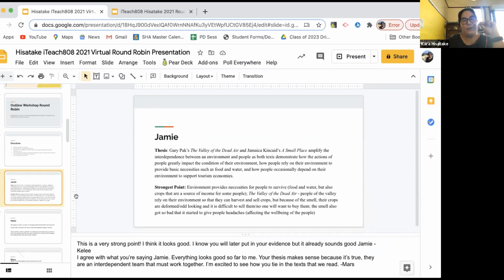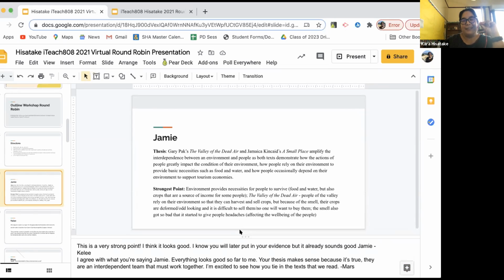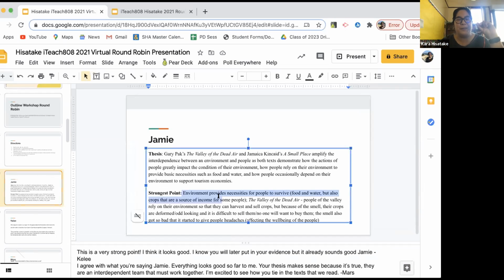I asked them to go to the slide below them and then write their name, and then they're commenting something on their partner's slide. So I can't exactly remember what I did here. I think it was to see how effective the strongest point was in relating to the person's thesis statement.